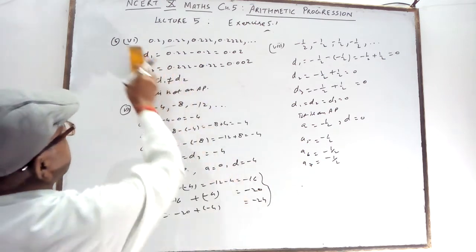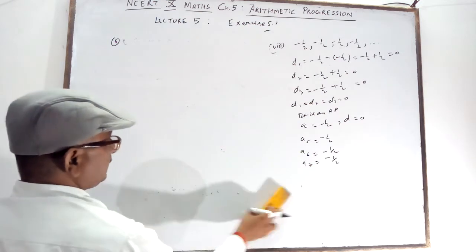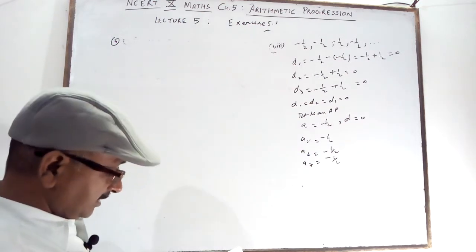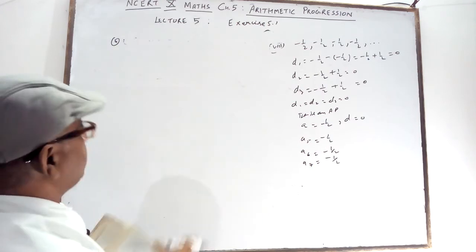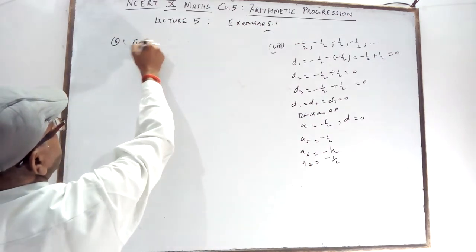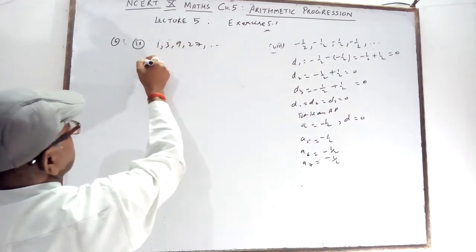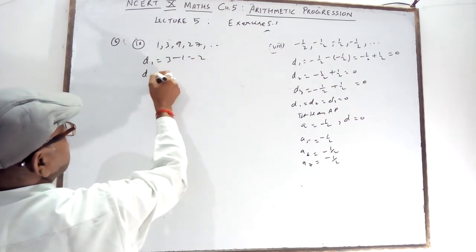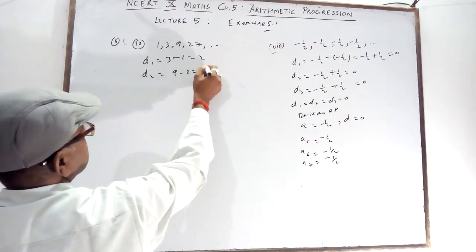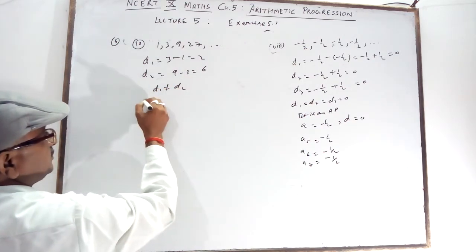Like this you will get the 9th question. What is the 9th part? The 9th part is given: 1, 3, 9, 27 dot dot. What is D1? 3 minus 1 is equal to 2. What is D2? 9 minus 3 is equal to 6. So D1 is not equal to D2, so it is not an AP.